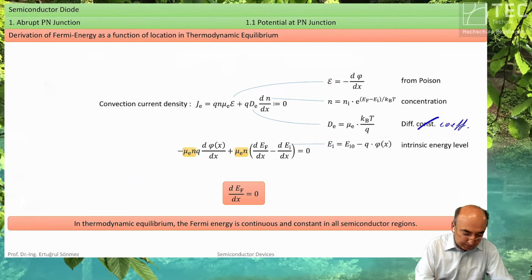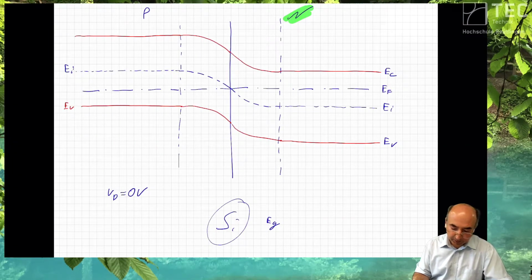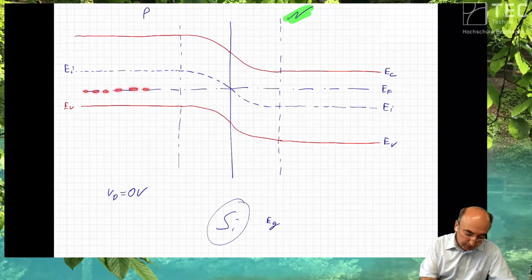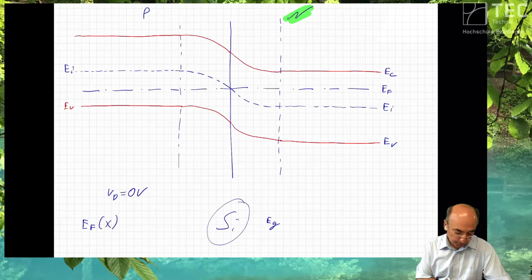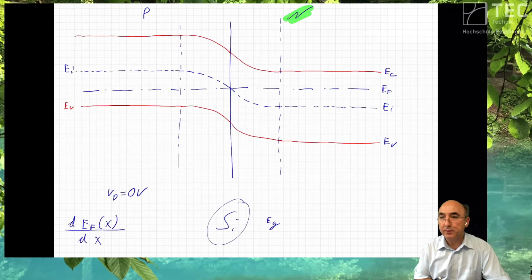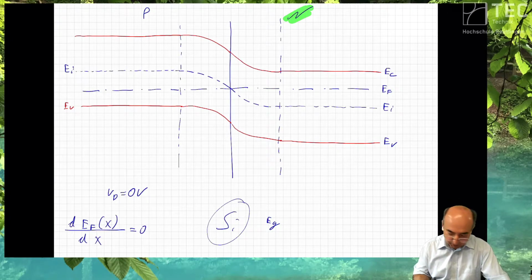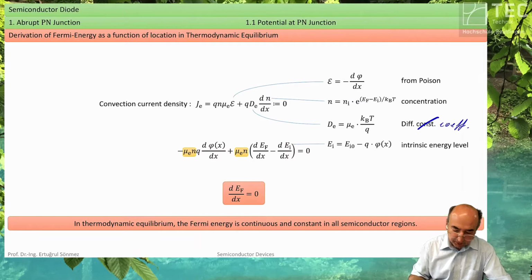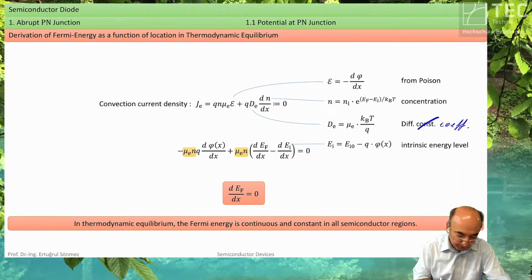I stated that the Fermi energy level is constant. What does constant mean mathematically? Constant means that if the Fermi level is a function of the x direction, the derivative with respect to x is 0. Now let's take a look at how we can find that out. This is the result we would like to have.